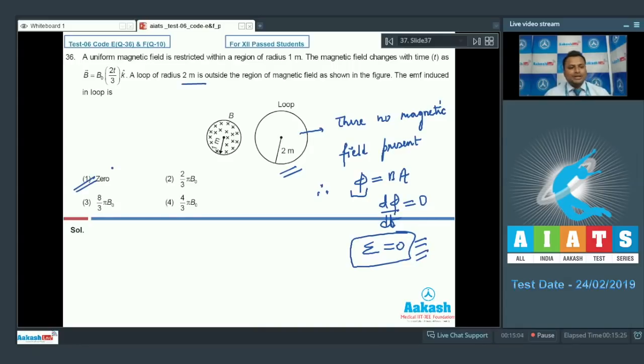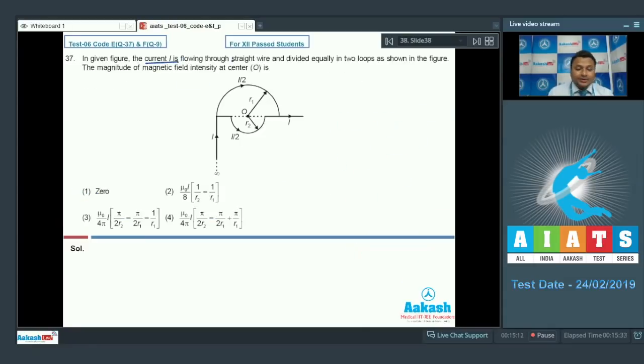Now let us proceed to the next question, that is question number 37. In the given figure, the current I is flowing through the straight wire and divided equally in 2 loops as shown in the figure. The magnetic field intensity at the center O will be what? Now first of all, we have 3 wires, 1, 2 and 3. Now let's calculate the magnetic field due to the individual wires.